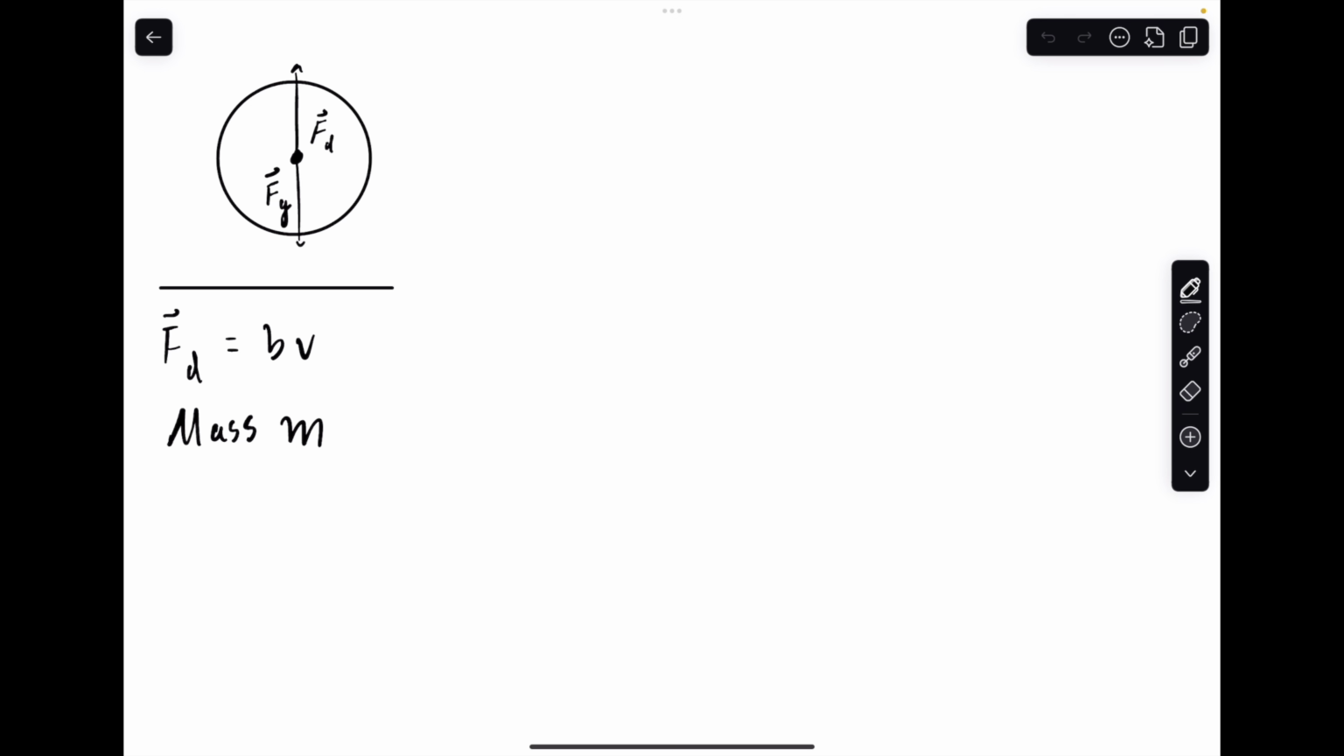Today we're going to be doing the velocity as a function of time for a sphere or any object that is falling, that is in free fall when a force of drag is applied to it, like air resistance, which is the force drag. So let's just jump right into it.